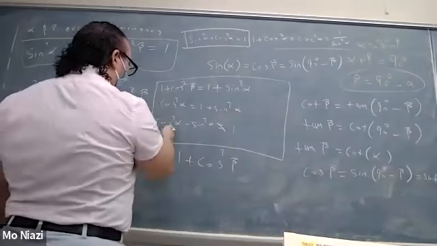Number 18. Cotangent of theta times tangent theta plus cotangent theta ends up equaling cosecant squared. Are we supposed to prove this? Prove. Okay. So we'll start off on the left-hand side.